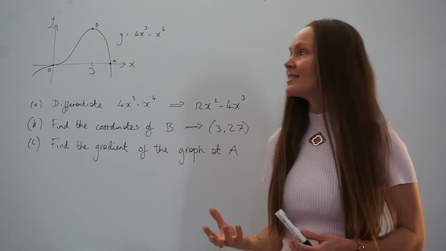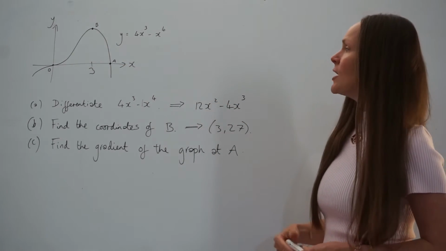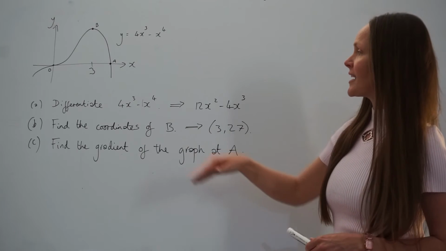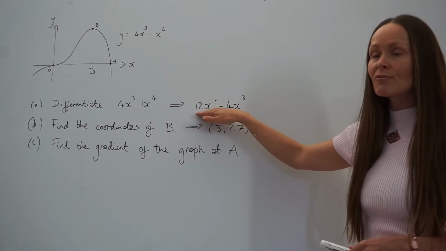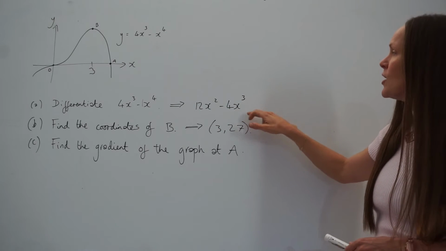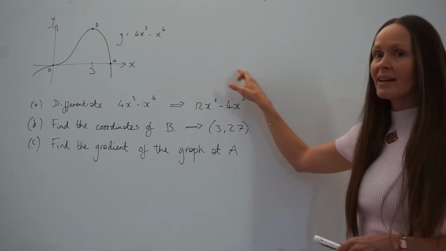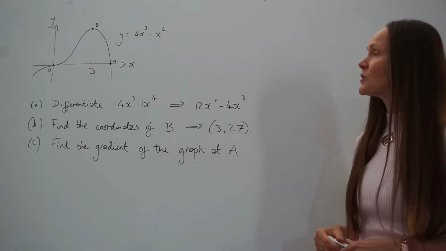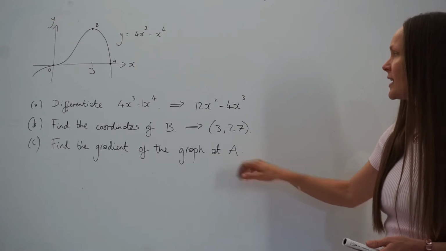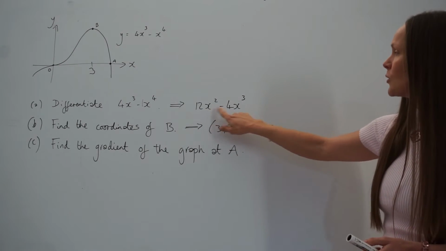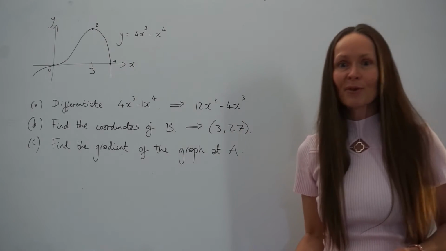It's where the curve intersects the x-axis, okay? Remember earlier on, I said when we differentiate, what we're doing is we're finding an expression for the gradient of the curve at any point. So this here is the gradient of the curve. And if we want to find the gradient of a specific point, i.e. at point A, we need to know the x-coordinate at point A first, okay?